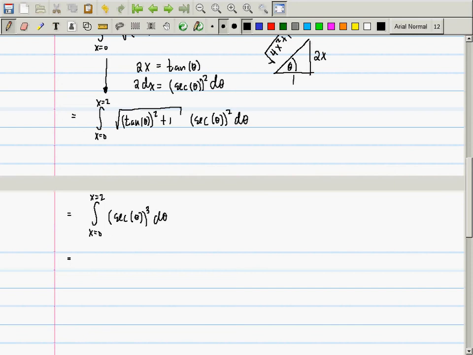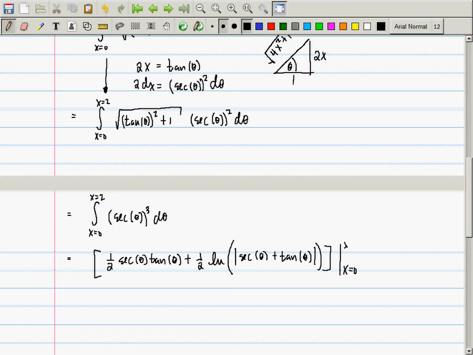Okay, so here we go. This is the antiderivative of secant cubed. So no more of this x. Now it will be 1/2 secant of theta tangent of theta, and then plus 1/2 the log of the absolute value of secant of theta plus tangent of theta. And this will be evaluated between x is 0 and x is 2. Okay, great.